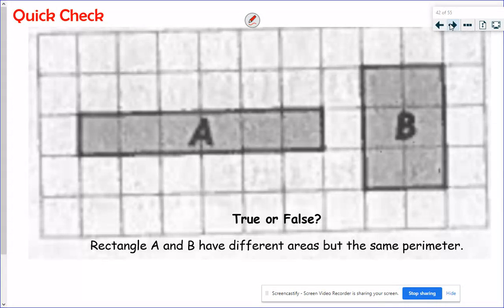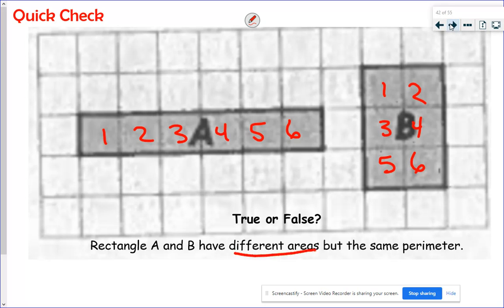So the area of rectangle A is 6 square units. The area of rectangle B is 6 square units. So is that true that they have different areas but the same perimeter? No, they have the same area. So that makes that question false.